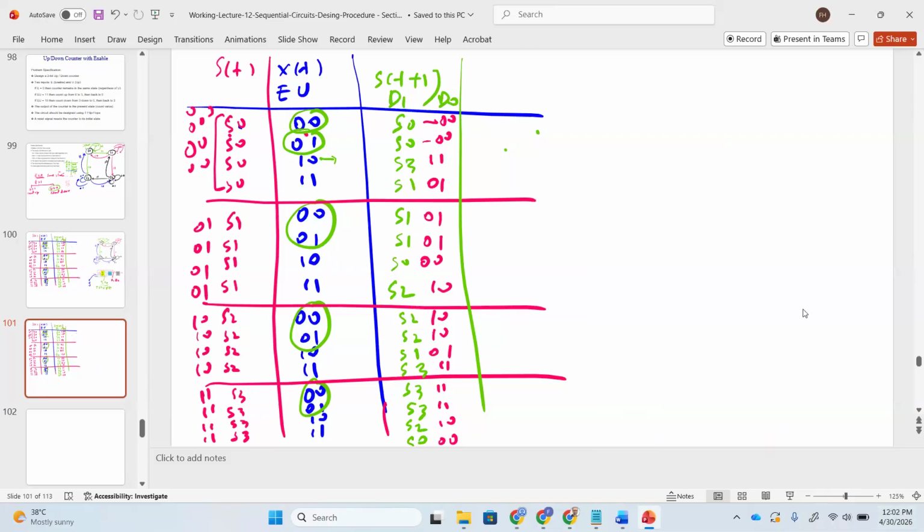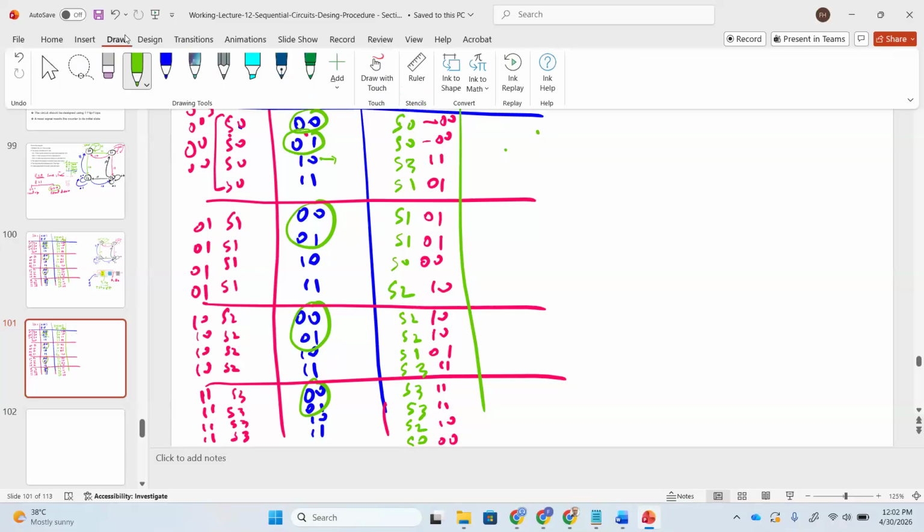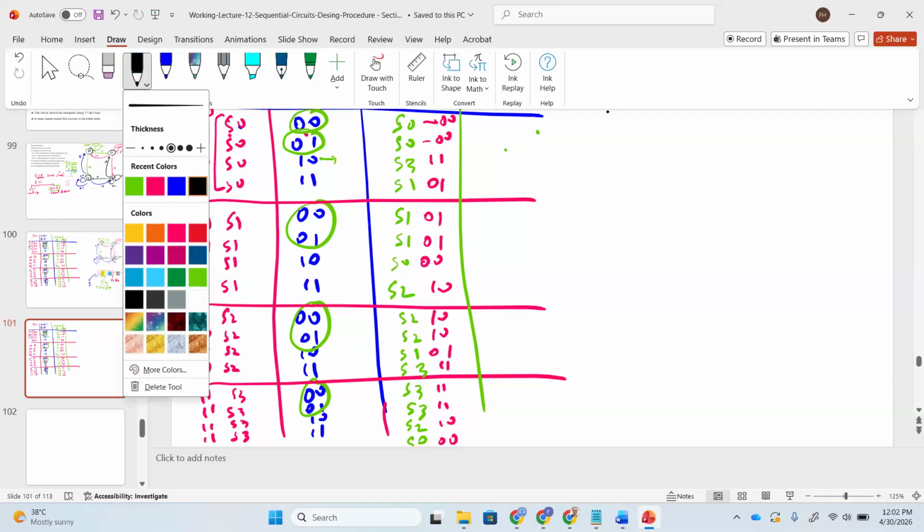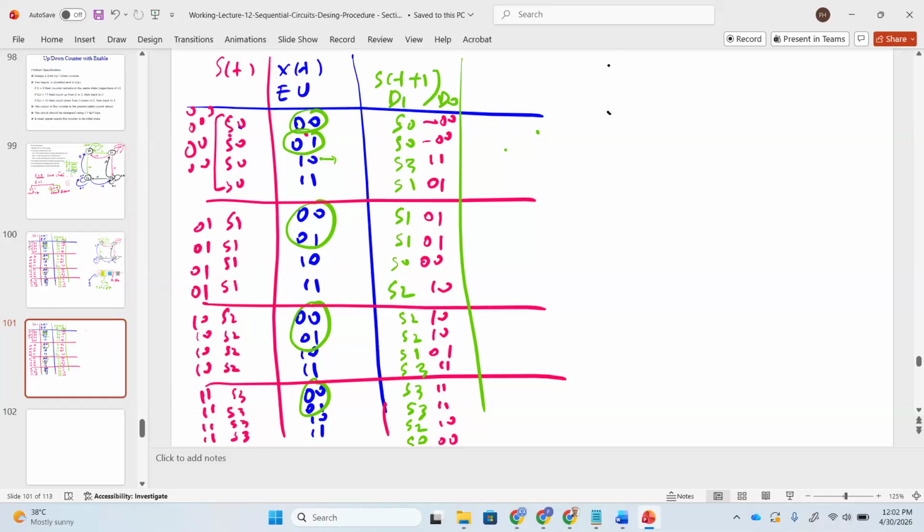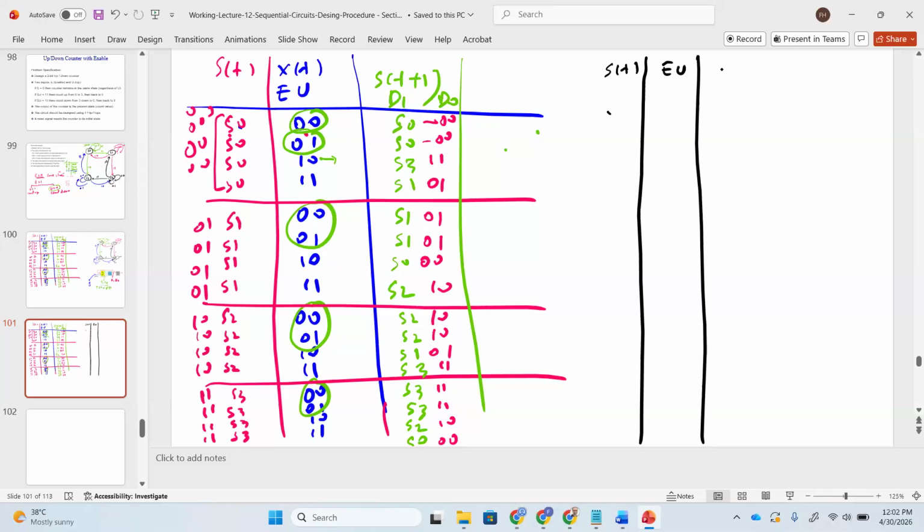Okay, now I'm going to copy and paste. I'm using the same color, please remember, not any other color, because I don't have any time. So basically you have ST, then you have E and U, and then you have D1 and D0.